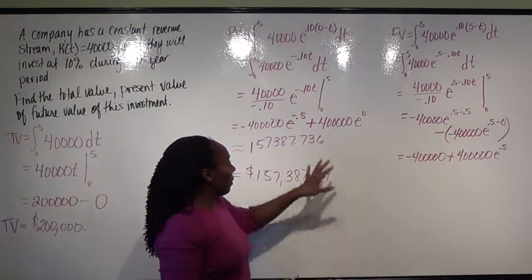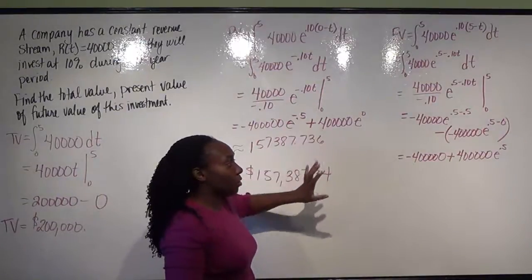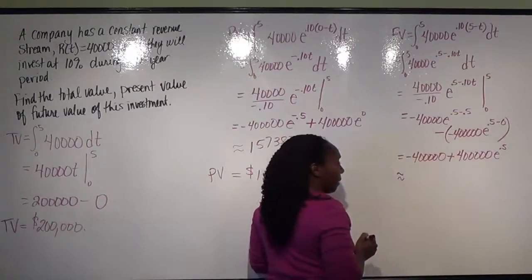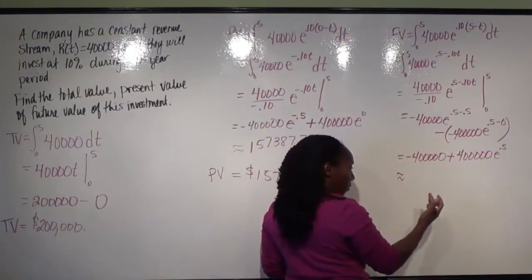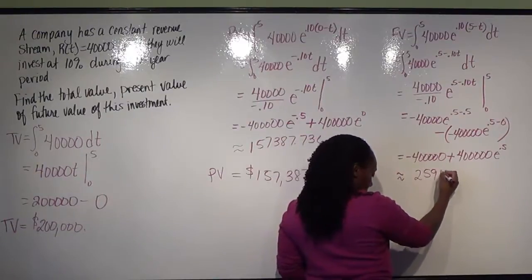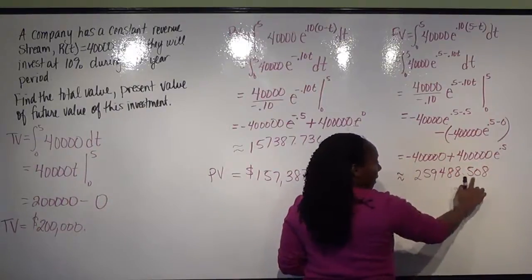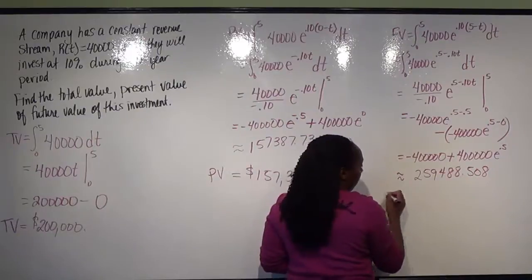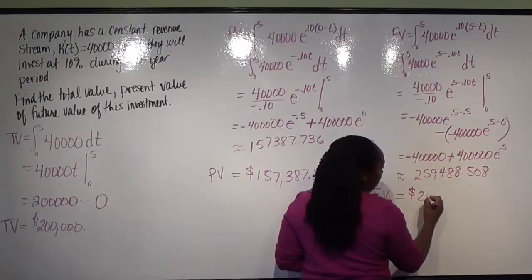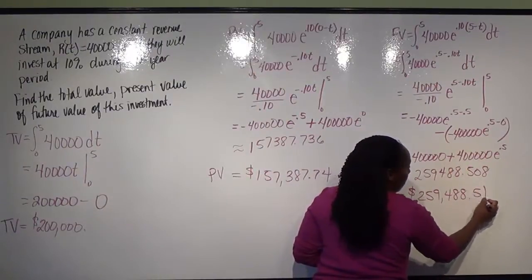And again, it looks very similar to what we got here in the present value formula, but notice the exponents are a little different. Okay, so when I plug in, again, I can approximate this. We'll take it to one decimal place further than we need. So we'll end up with 259,488.508. Again, I use that one to round it. So our future value is going to be $259,488.51.